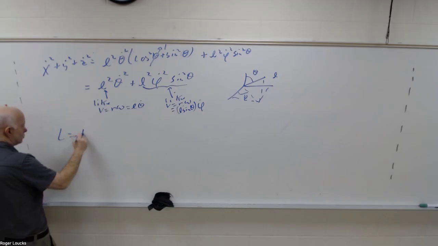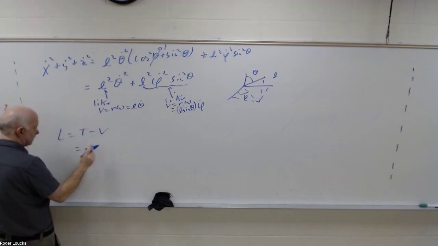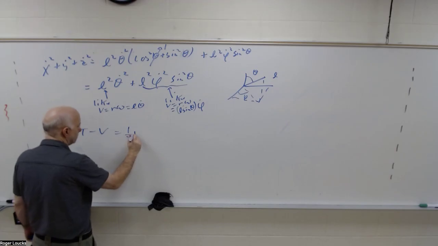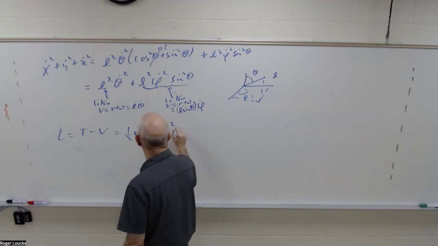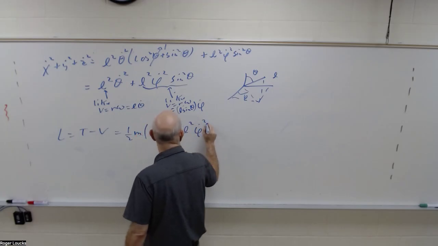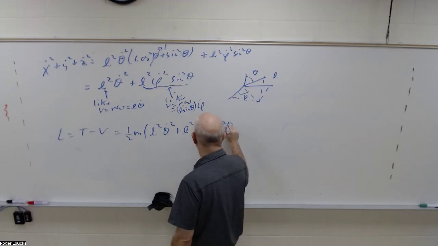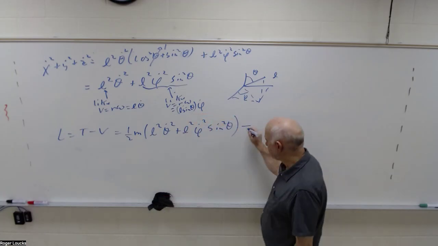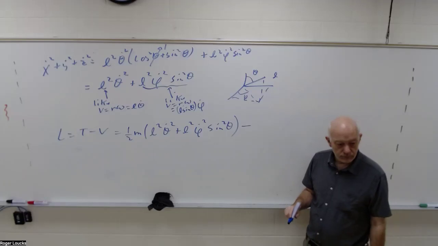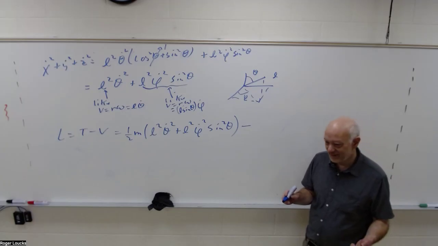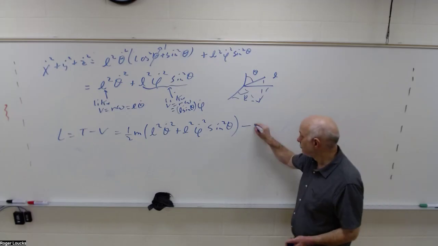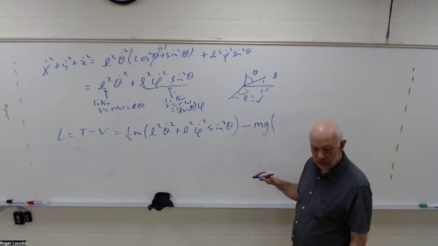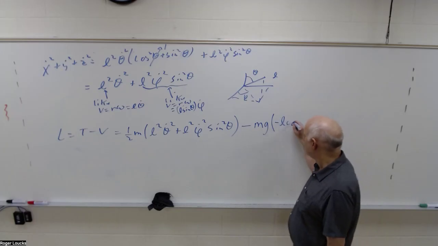For L, which is T minus V, T is going to be our 1/2 m v squared. Now v squared is going up here. So this is my T. And minus, now what's my potential energy? There's only one. So it's mgh. We have mg, and what's our h? It's that minus l cosine theta.